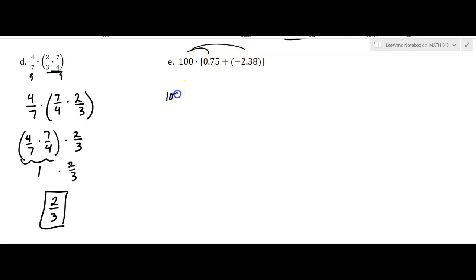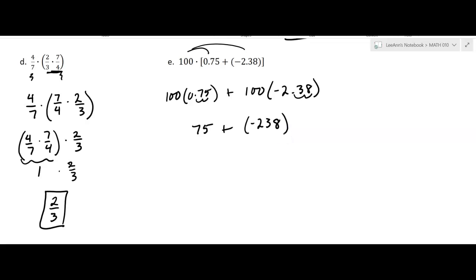So I'm going to think about 100 times 0.75 plus 100 times negative 2.38. Well, the great thing about multiplying by 100, it just moves the decimal 2 places. So I have 75 now plus a negative 238. Now, I don't know what that is, 75 and negative 238. I could get a calculator, but I'm just going to go over here to the side and do it the old-fashioned way. Now, this is a subtraction thing that I'm doing.